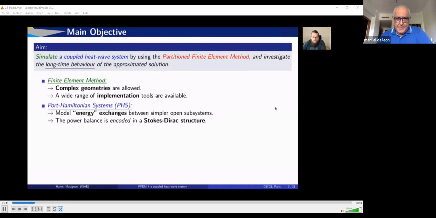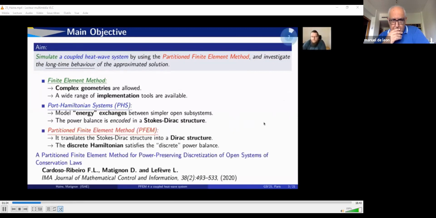We will work in the framework of port-Hamiltonian system, since it models energy exchange between simpler open subsystems. So here, the open heat equation and the wave equation. And because it encodes the power balance in a Stokes-Dirac structure that is preserved and translated into a Dirac structure at the discrete level, by the partitioned finite element method, such that the discrete Hamiltonian satisfies a power balance that mimics perfectly the continuous one.